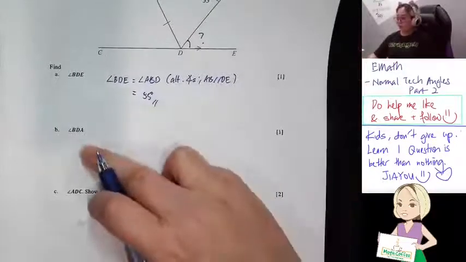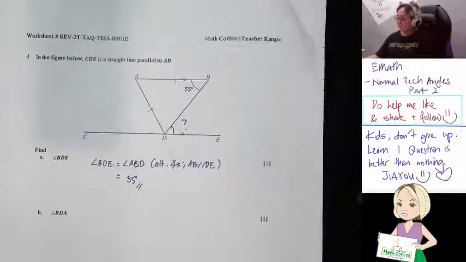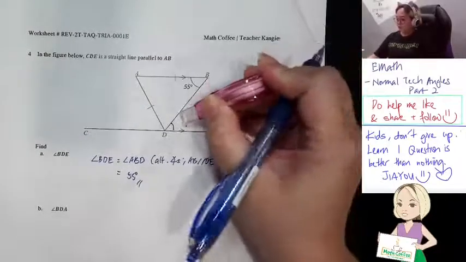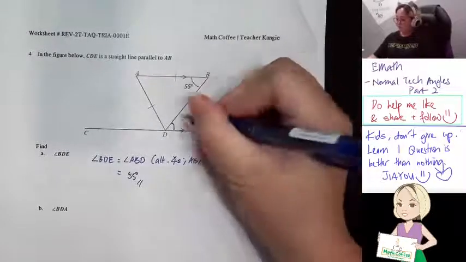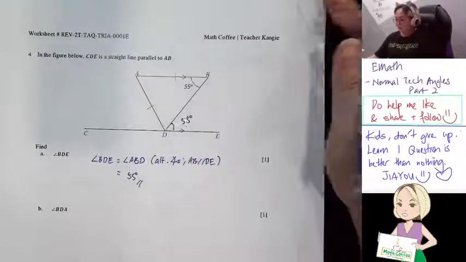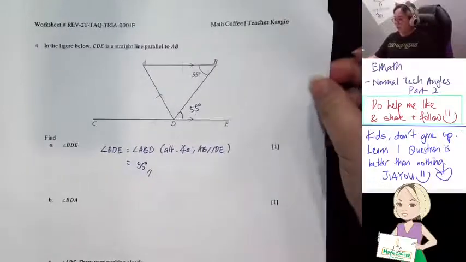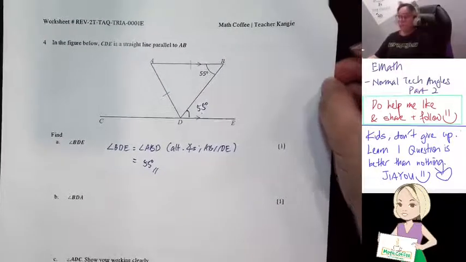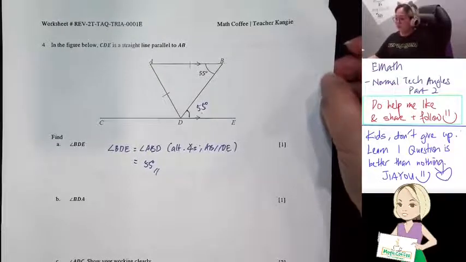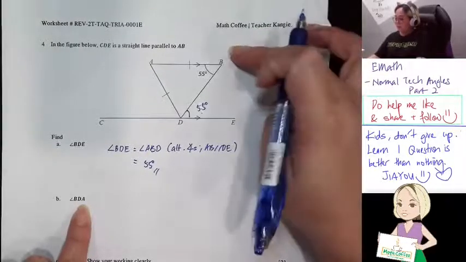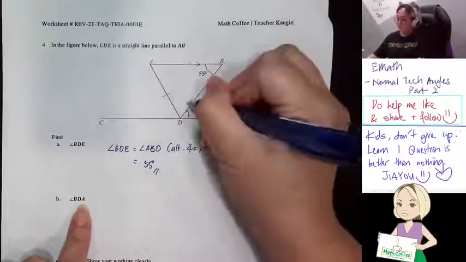So angle, again, update our diagram. Now no more question mark. I'm going to put, I shouldn't cover that. So now this is 55 degrees. Yes, this is normal tech math angles, but it is applicable for normal academic, also applicable for express, because you all learn angles as well. Angle BDA, where is it? BDA. So I need to find this angle over here.